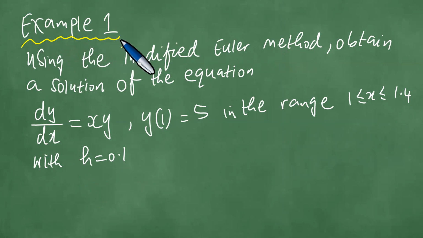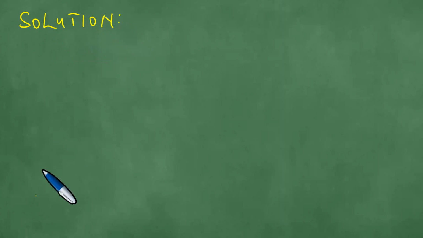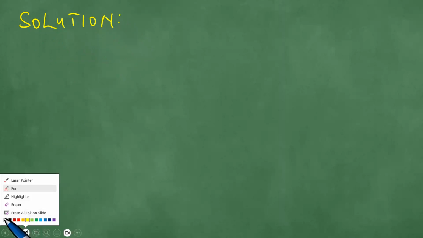All right, so if we're saying using the modified Euler method, obtain a solution of the equation, we just need to use the modified Euler and we get the solution to this with the predictor and corrector computations. Just one correction at this point, and then we shall do multiple corrections. So now the question is, what is the answer to this using the modified Euler? Looking at the solution, we proceed as follows.